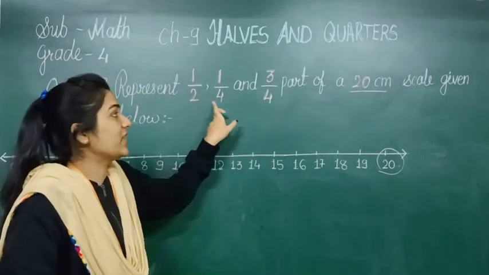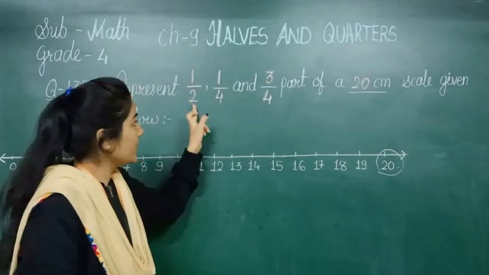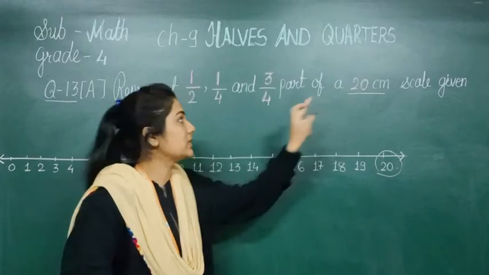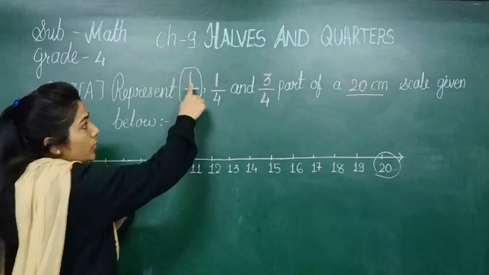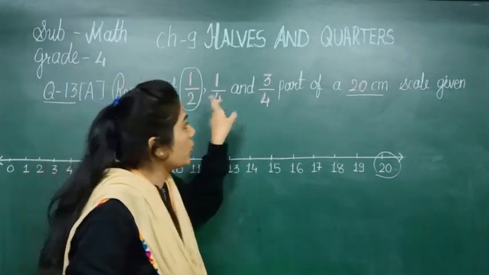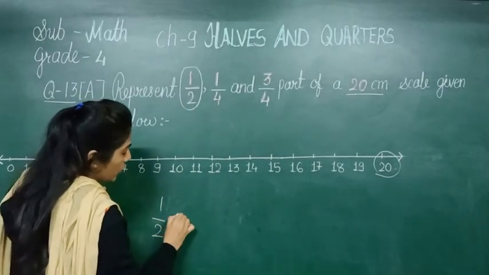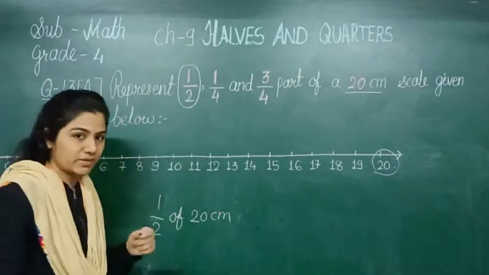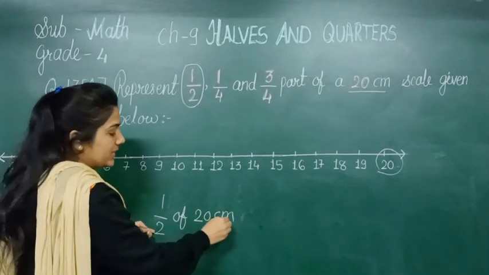Each of the 3 fractions is given: 1 upon 2, 1 upon 4 and 3 upon 4. For each fraction we have to find the particular number. Suppose I take 1 upon 2. How much is 1 upon 2 of 20 centimeters? We can write it like this: 1 upon 2 part of 20 centimeters.